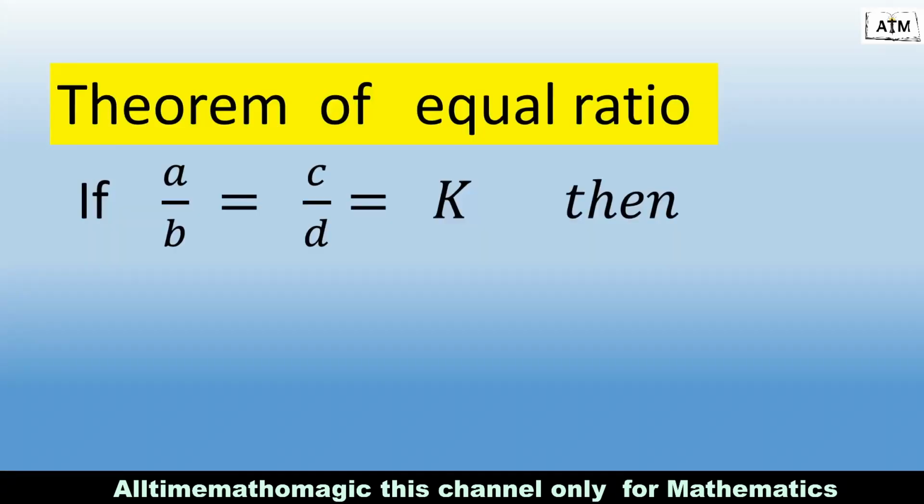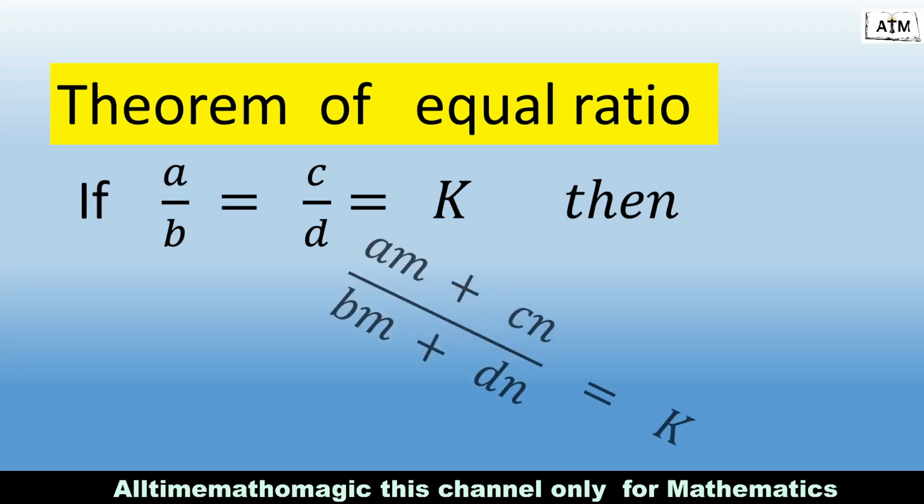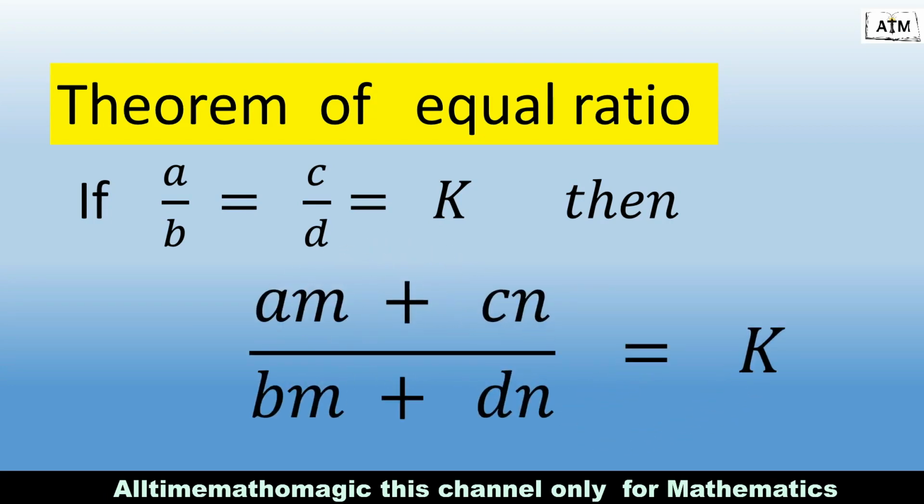Now let us define the theorem of equal ratio. If a upon b equals c upon d equals k, then am plus cn divided by bm plus dn equals k, where m and n are any two numbers.